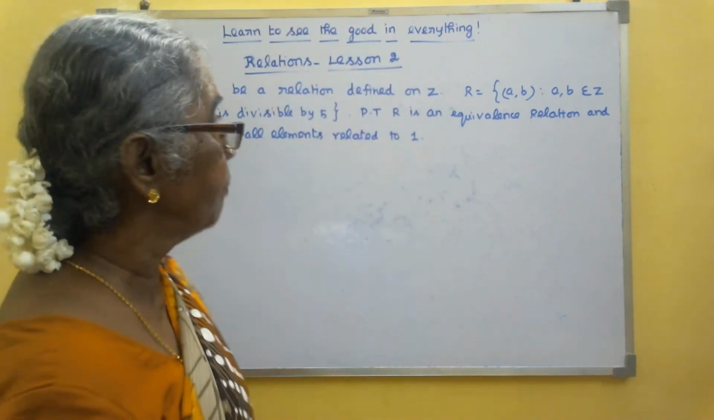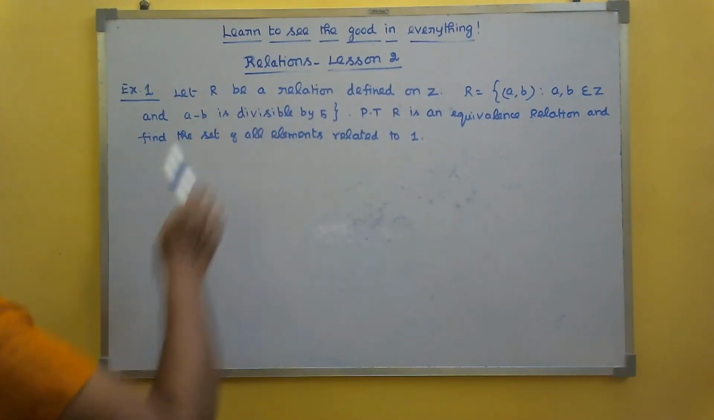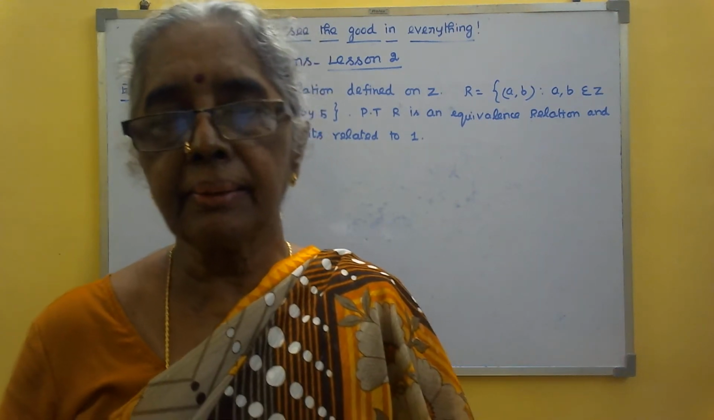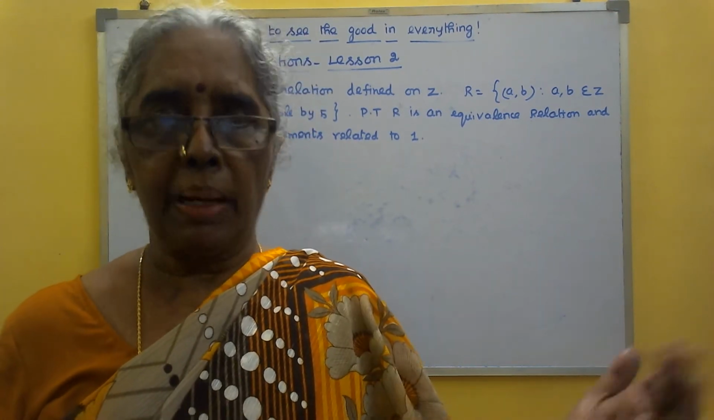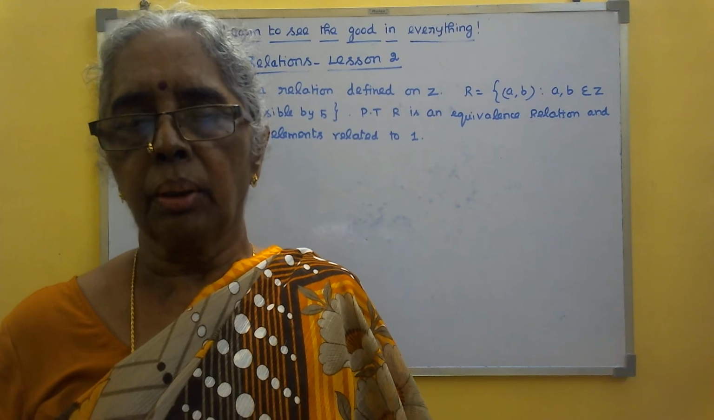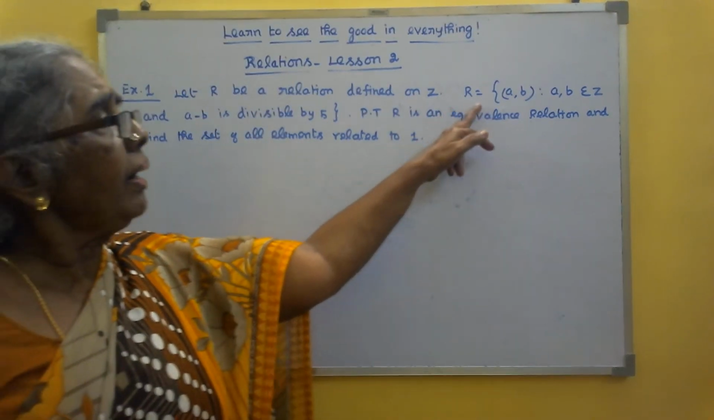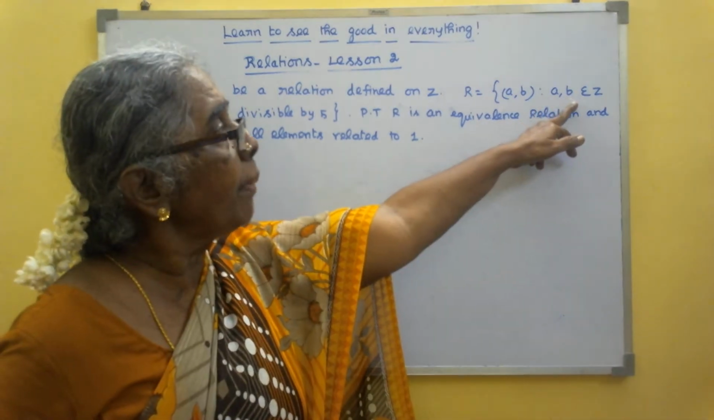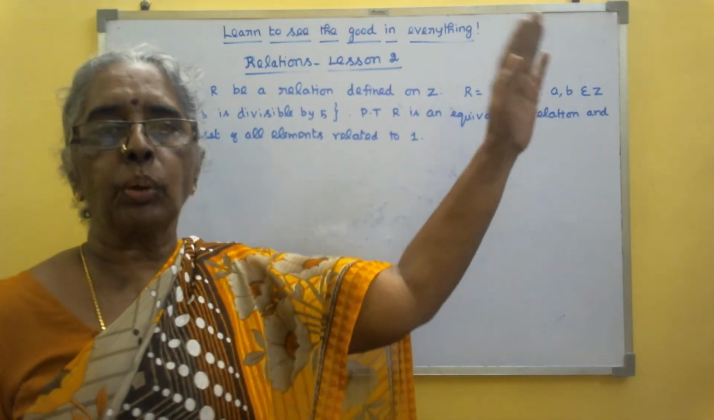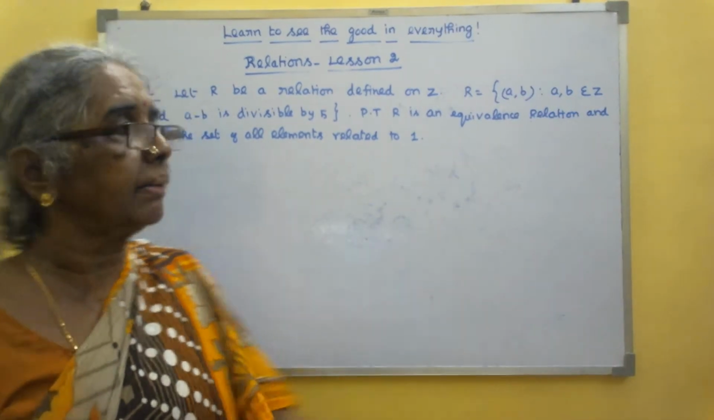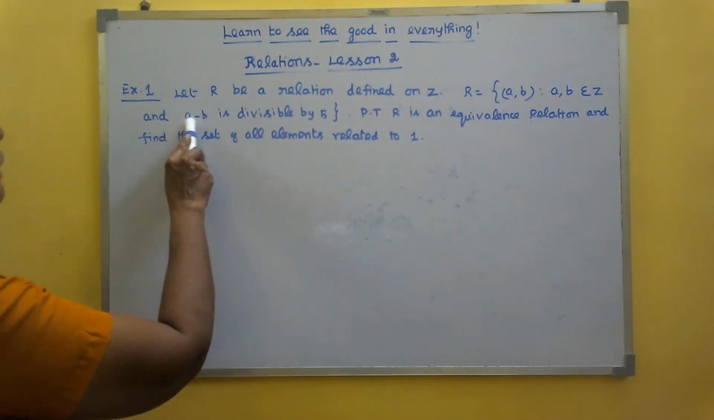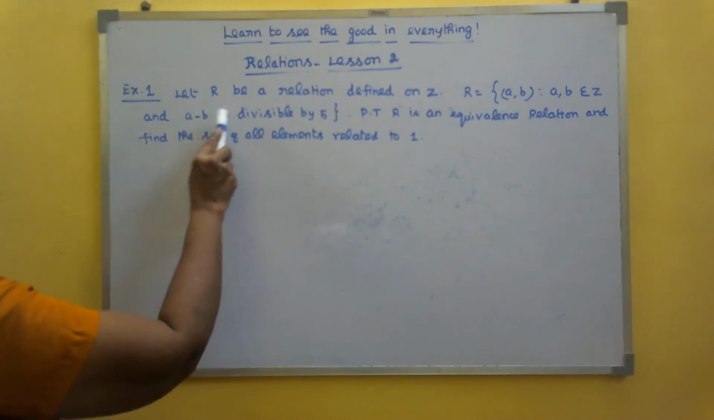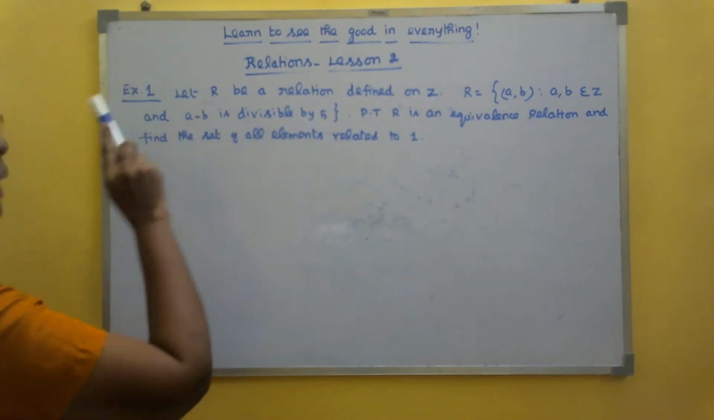Let us take this sum. Let R be a relation defined on Z. You all know Z means the set of integers, positive as well as negative. Now, R is equal to {(a, b) such that a, b belong to Z}, that is, both the elements belong to the set Z, and a minus b is divisible by 5. This is your rule of relation: a minus b is divisible by 5.